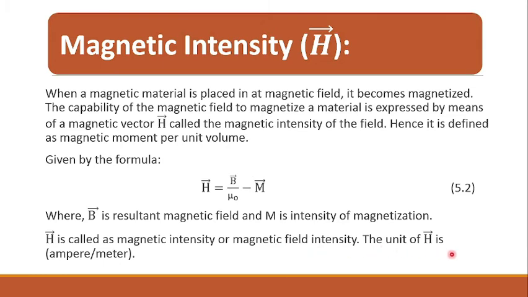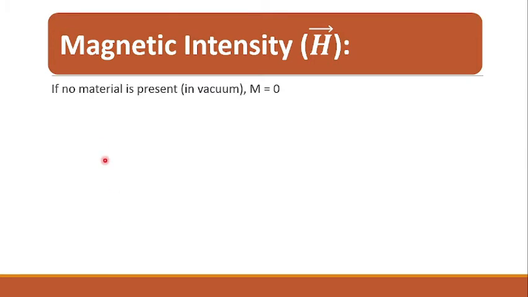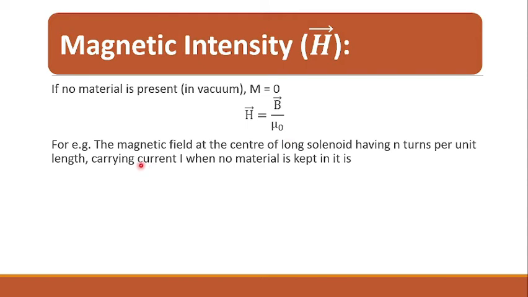The unit of H vector is the same as that of M, which is ampere per meter. So if no material is present, that means in vacuum, M is equal to 0, and therefore H vector is equal to B vector upon mu 0. For example, the magnetic field at the center of a long solenoid having n turns per unit length carrying current I, when no material is kept in it, is B vector equal to mu 0 nI. Hence, magnetic intensity H vector is equal to B vector upon mu 0, which is equal to nI.